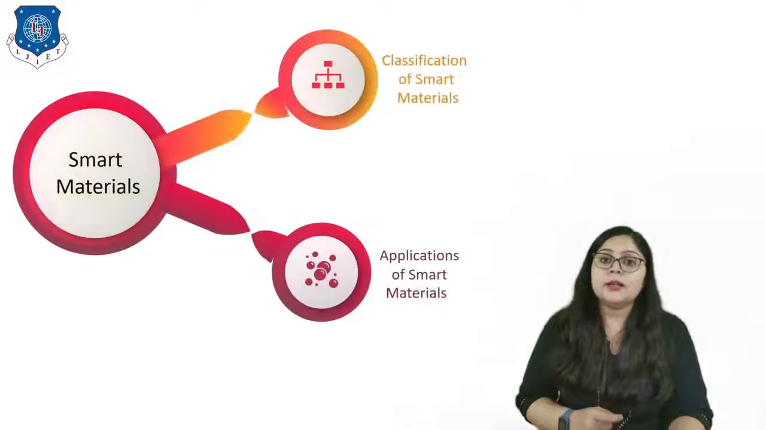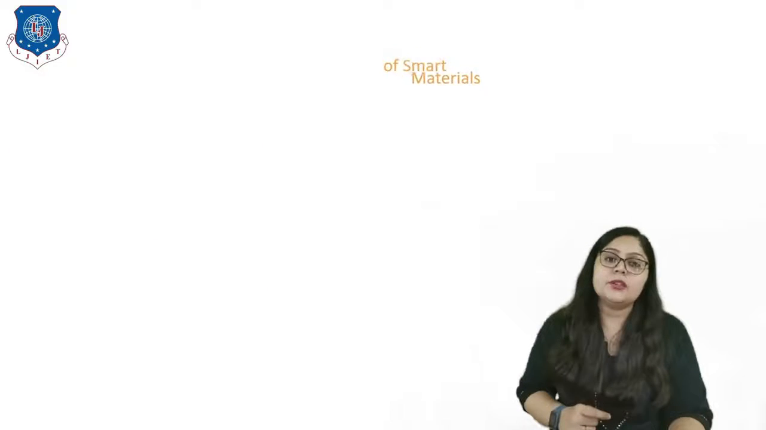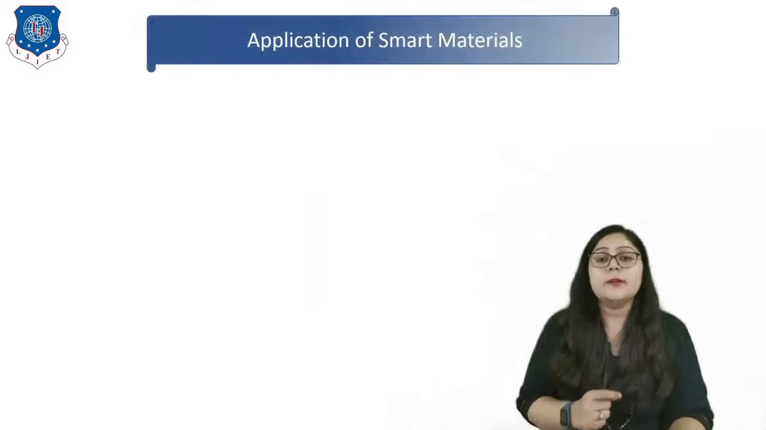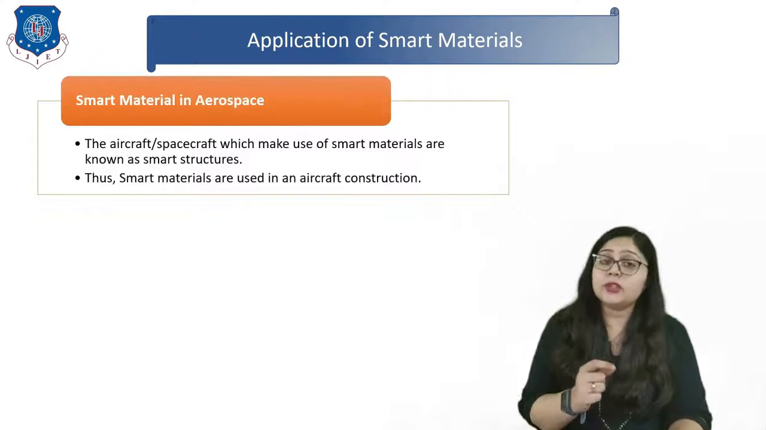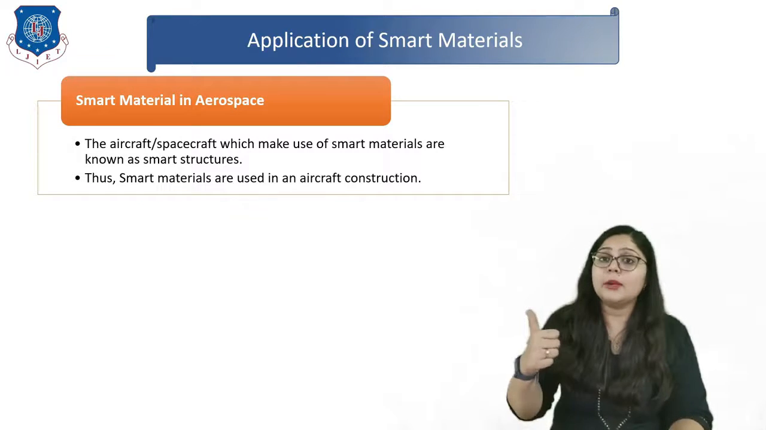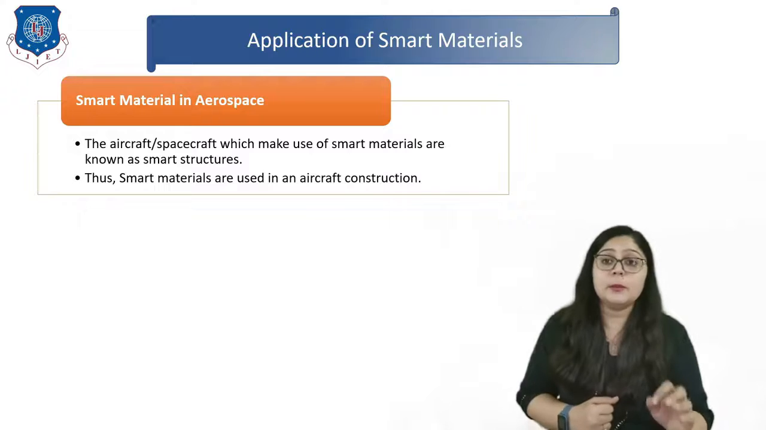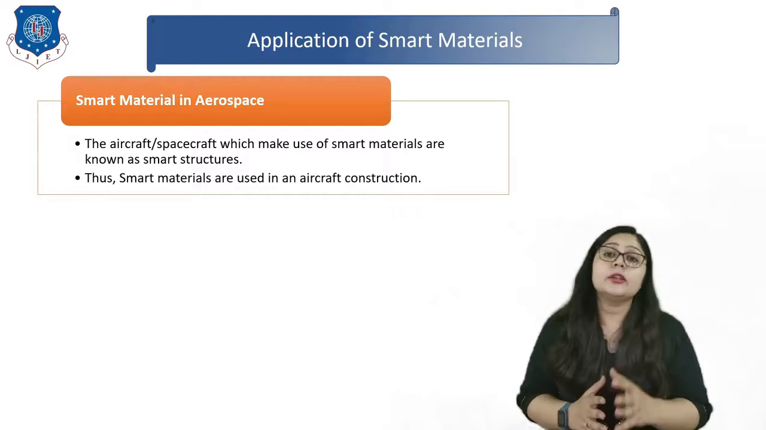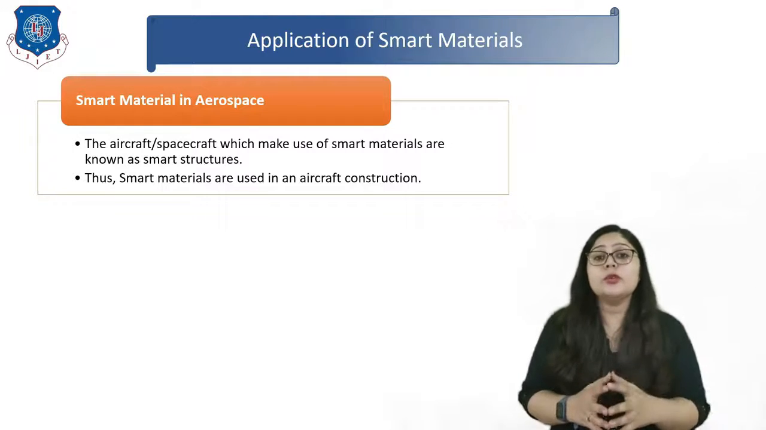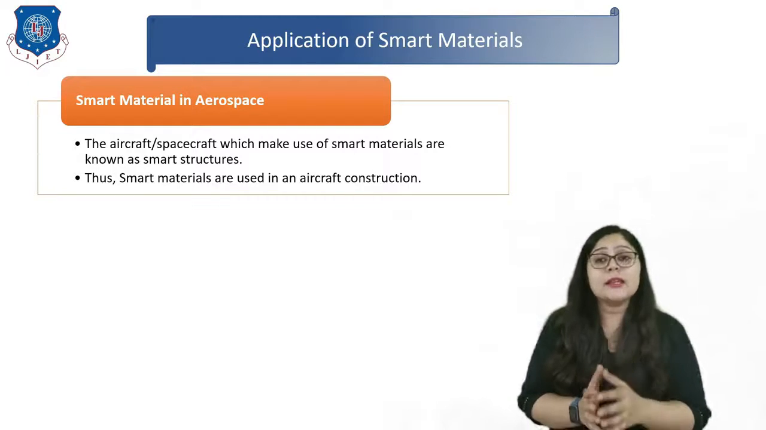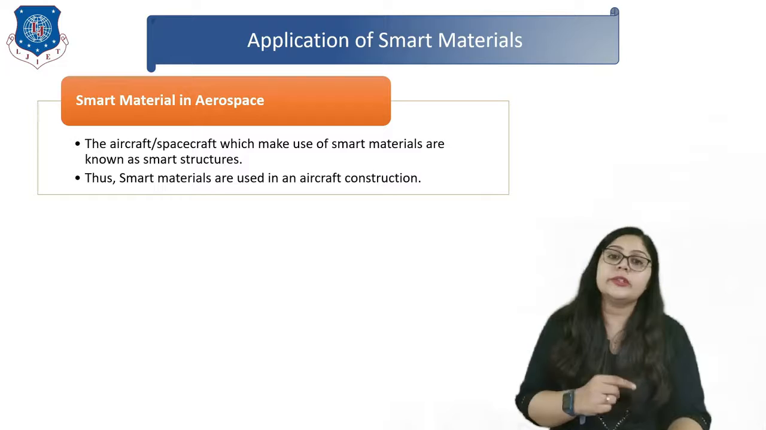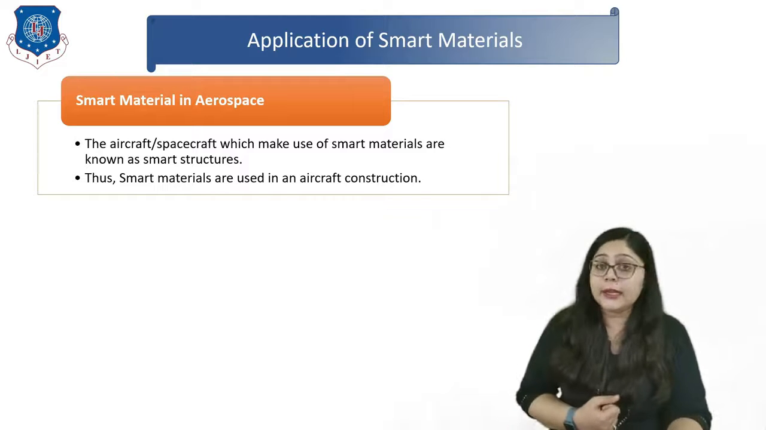Now let us understand the applications of smart materials. Here, I can say the applications are categorized into three parts, in which the first one is smart materials in aerospace. It means the aircraft or spacecraft which make use of smart materials are known as smart structures. So we can say smart materials are used in aircraft construction, right?